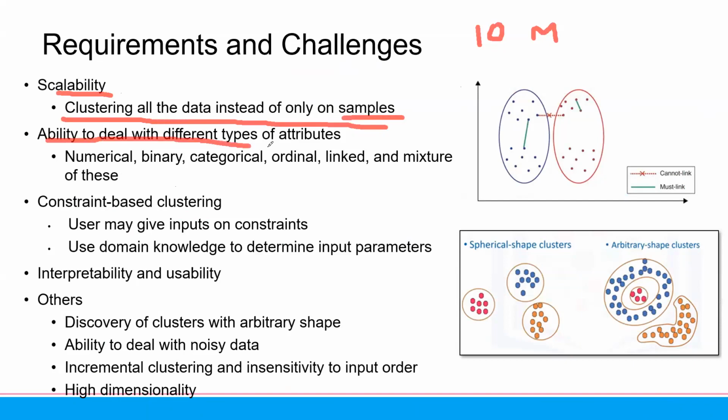There's an ability to deal with different types of attributes. So you know about numerical data. You may have binary data. You may have categorical data. You may have ordinal data. You may have linked data, or you may have mixtures of this data. So when your data is mixed, of course, it is more challenging.